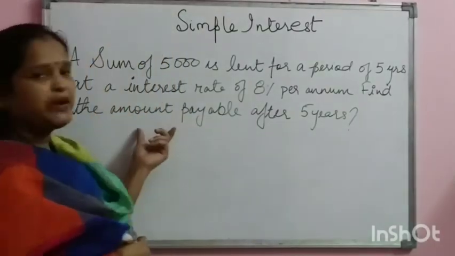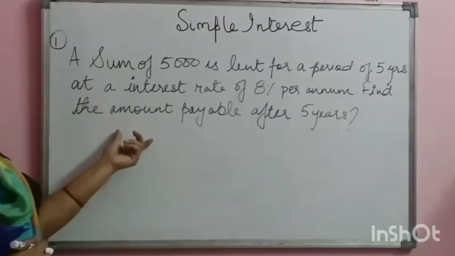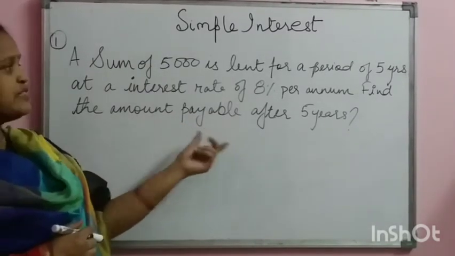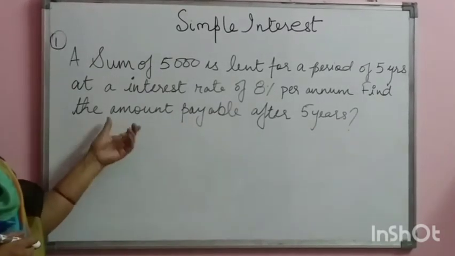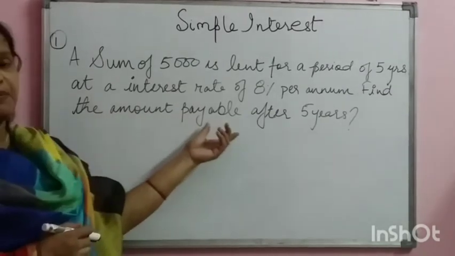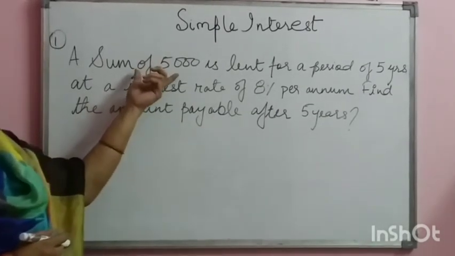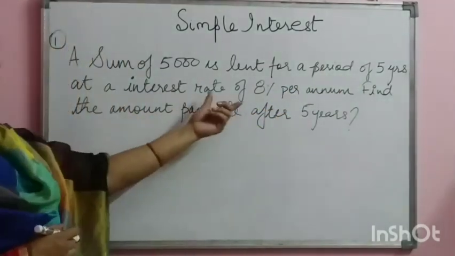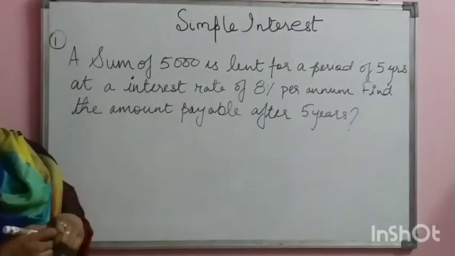Okay, the first question is: a sum of 5,000 is lent for a period of 5 years at an interest rate of 8% per annum. You have to find the amount payable after 5 years. Sum दिया हुआ है, period दिया हुआ है, rate दिया हुआ है और आपको amount find करना है.